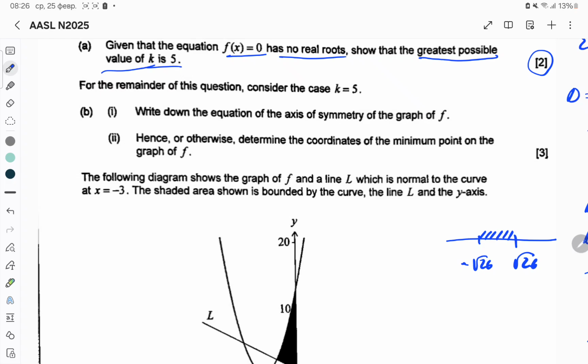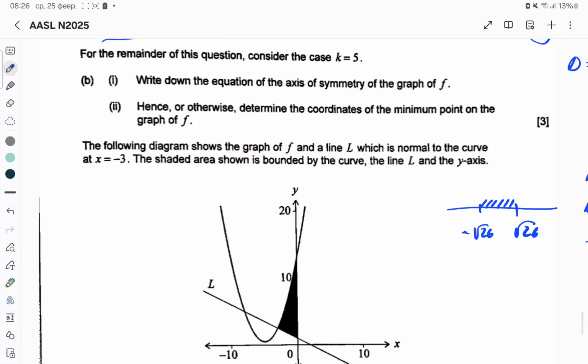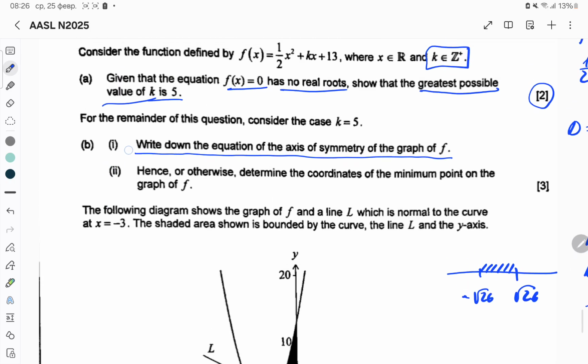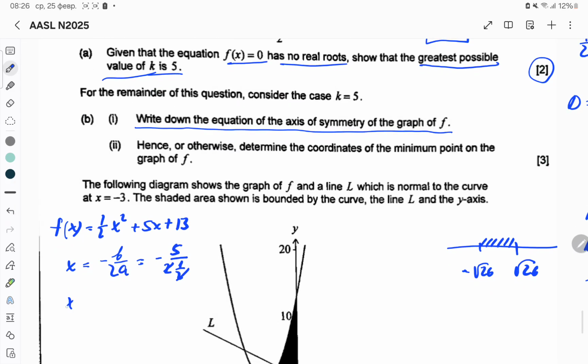Now for the remainder of this question, consider the case k is equal to 5. Write down the equation of the axis of symmetry. If k is 5, let's plug in this 5. So f of x is equal to 1 over 2 x squared plus 5x plus 13. All right, so x is equal to minus b over 2a according to the formula, and b is 5, a is 1 over 2. So x is equal to negative 5. This is the equation of the axis of symmetry.